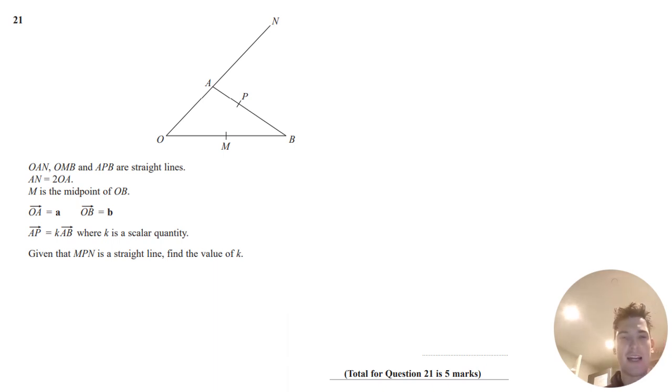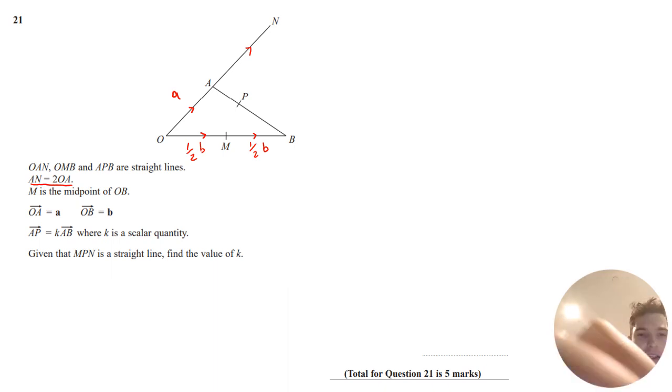Right, let's pause there and see what we can draw on the diagram. So OA, this vector here, is A, and OB is B. And because M is the midpoint, I think I can call both of these vectors a half B, because I'm splitting that vector OB in half. The other thing I can work out is this vector AN, because we're told that AN is twice OA. And if OA is just A, then AN is going to be 2A.